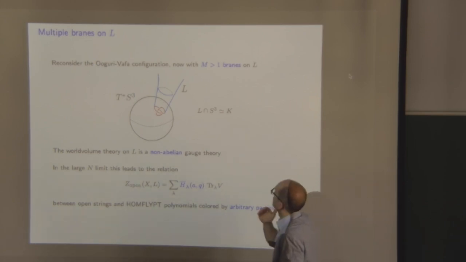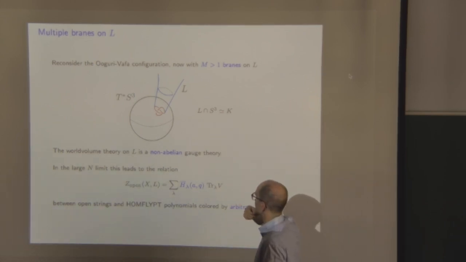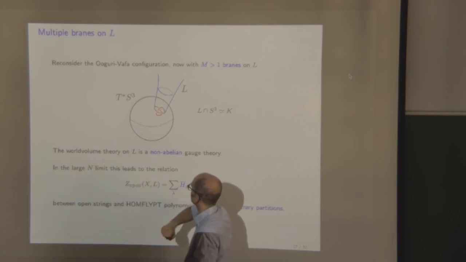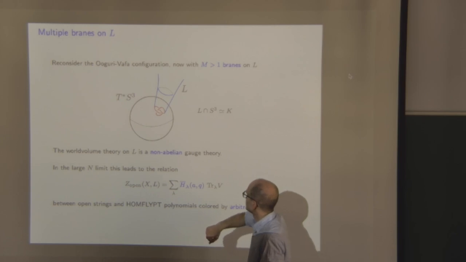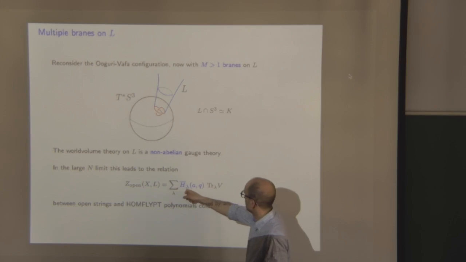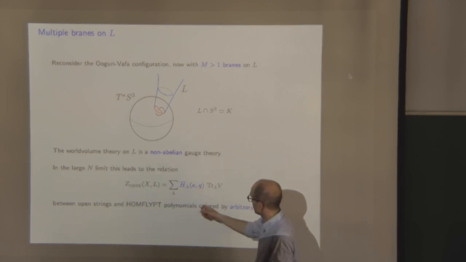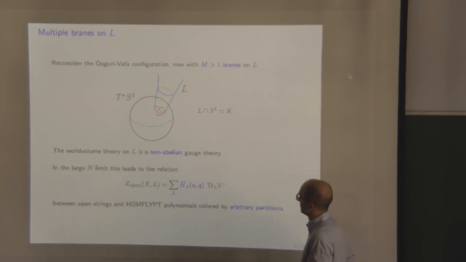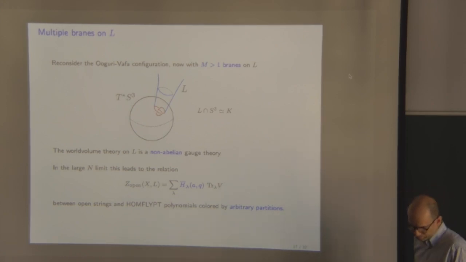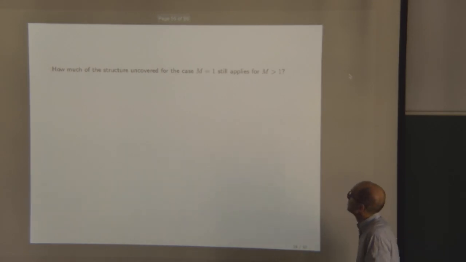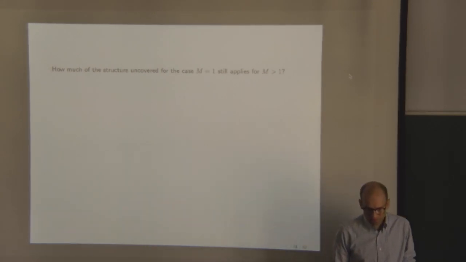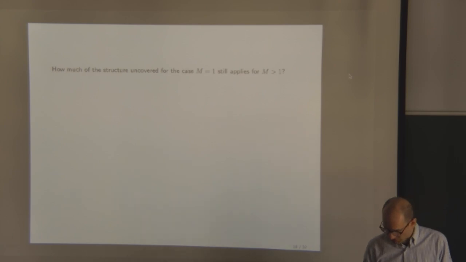Now, in the Oguri-Vafa construction, what this means is that after taking the large n limit, one ends up with a relation between open strings, and once again there will be HOMFLY-PT polynomials, but now not only colored by symmetric partitions, but by arbitrary partitions. So the question I'd like to study now is how much of the structure that we've uncovered so far continues to hold in this more general setting.